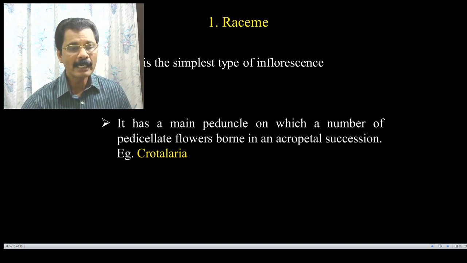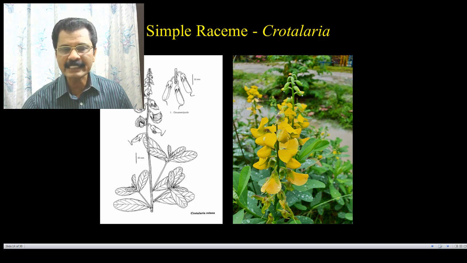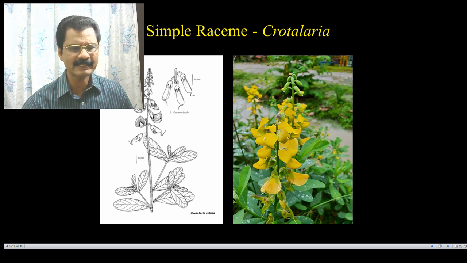A typical example is crotalaria. Here you can see in crotalaria, the inflorescence axis grows indefinitely and the pedicellate flowers are arranged in an acropetal succession, older flowers seen at the base and younger ones at the tip. See, this type of racemose inflorescence is called a simple raceme, right?